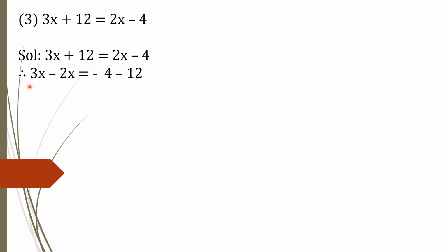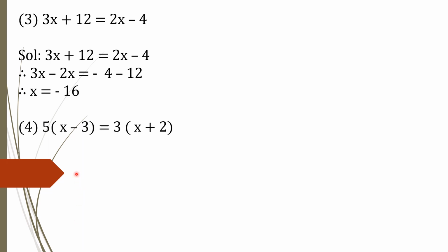Next step, therefore, 3x minus 2x equal to, now minus 4 is there already on the right hand side, so we'll write down minus 4. Now I brought this number to the right hand side, so plus 12 will come, so it will become minus 12. Now we'll simplify further. 3x minus 2x equal to x, and minus 4 minus 12 will give you minus 16. Both are with the same sign, so we'll add the numbers, so we get minus 16. So you got the value of x equal to minus 16. Moving to the next sum, students. Fourth one.